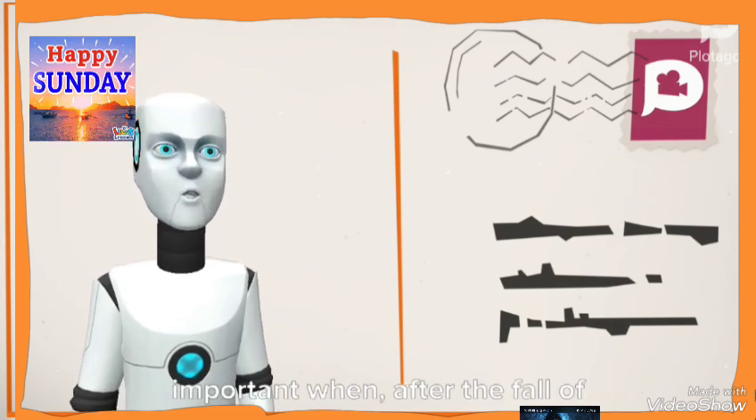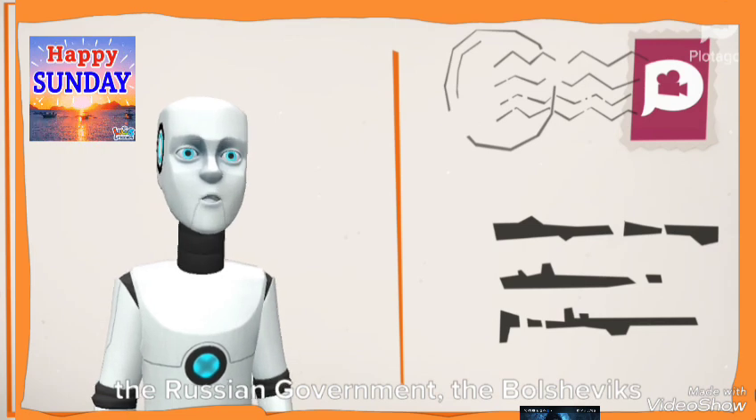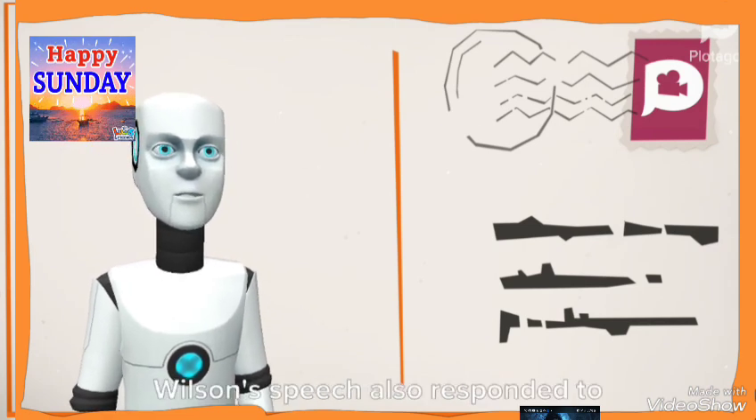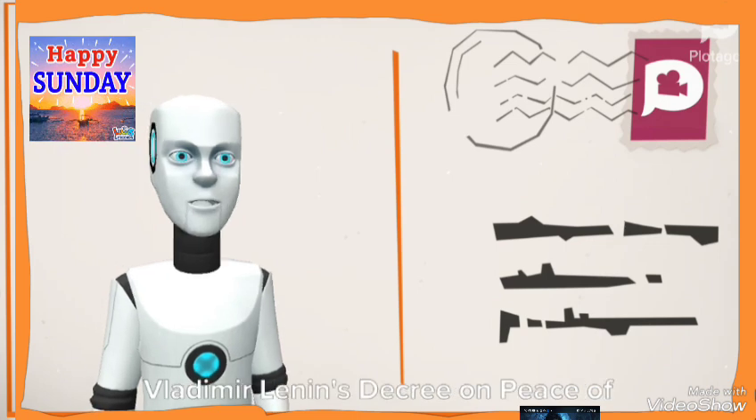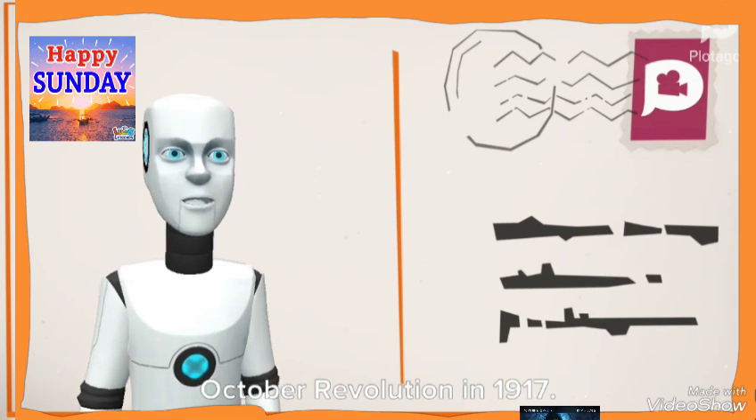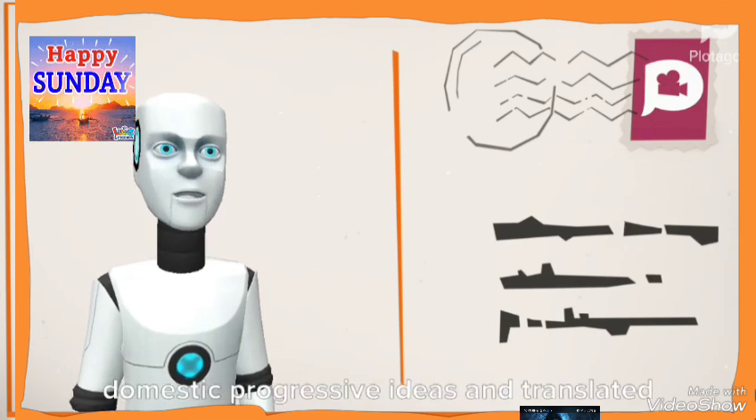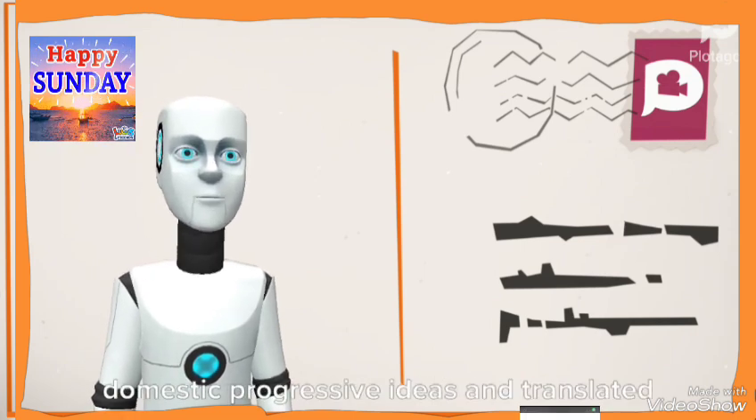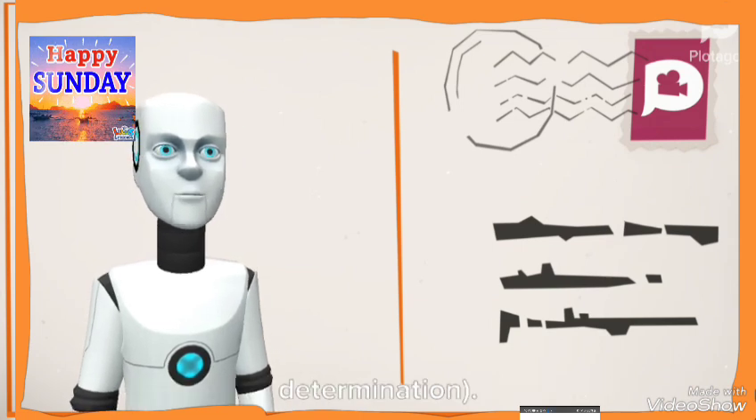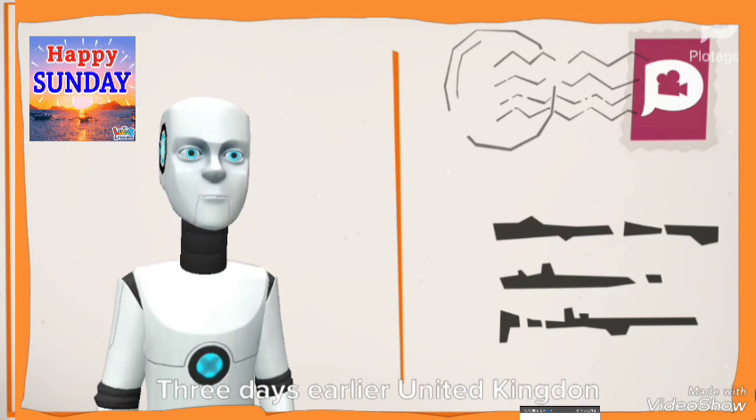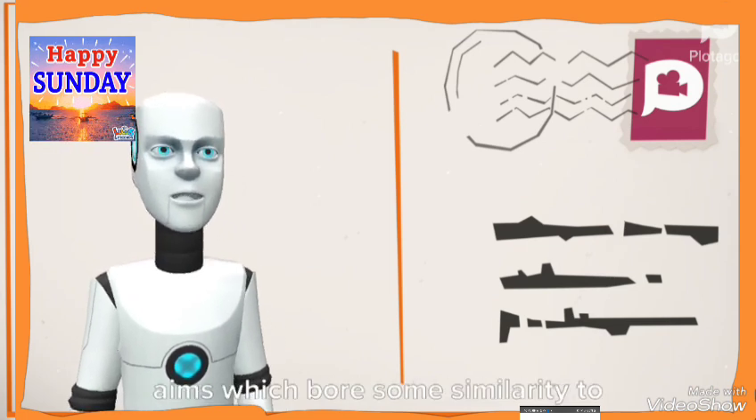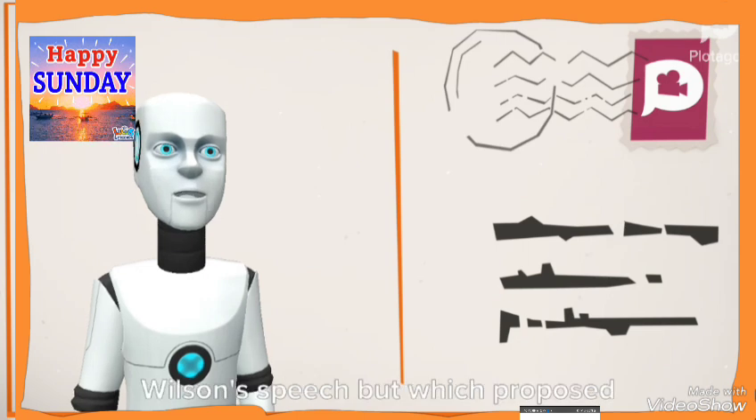The need for moral aims was made more important when, after the fall of the Russian government, the Bolsheviks disclosed secret treaties made by the Allies. Wilson's speech also responded to Vladimir Lenin's decree on peace of November 1917, immediately after the October Revolution in 1917. The speech made by Wilson took many domestic progressive ideas and translated them into foreign policy: free trade, open agreements, democracy and self-determination.